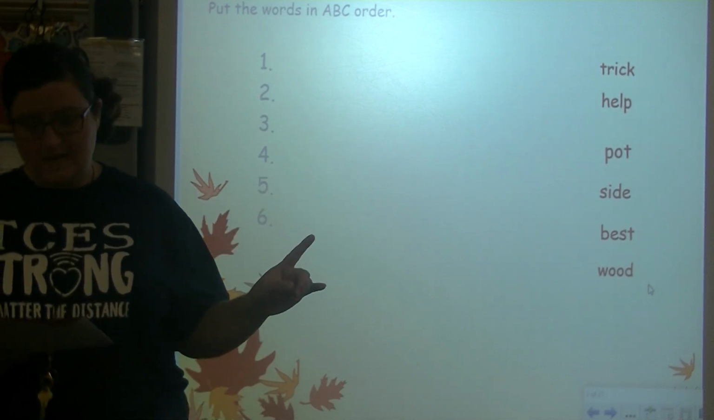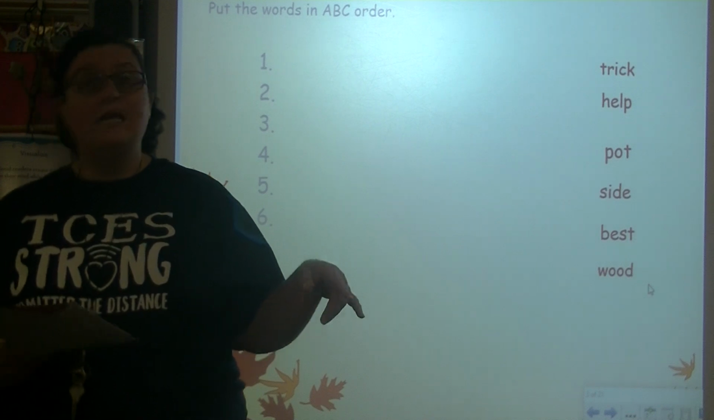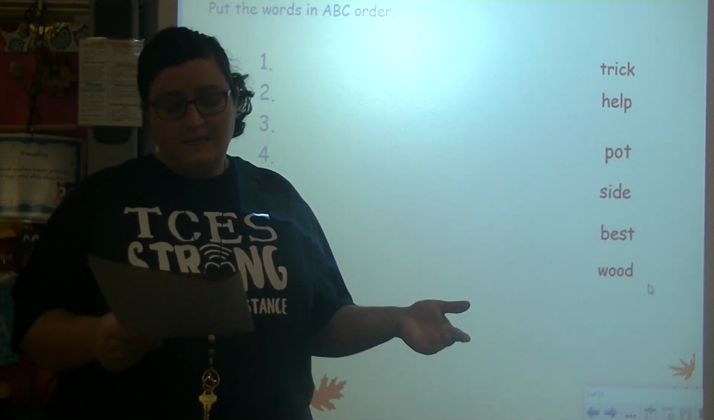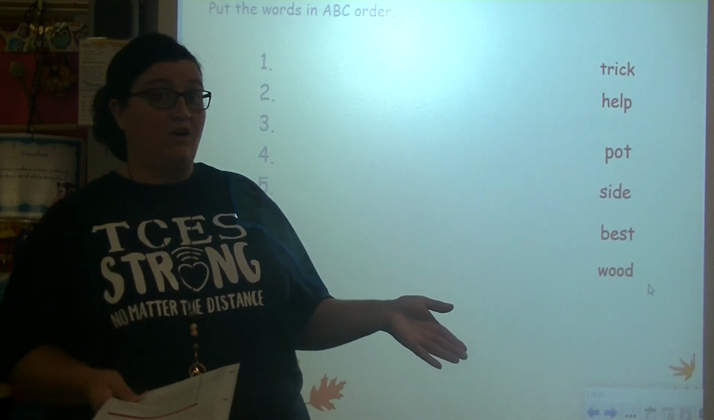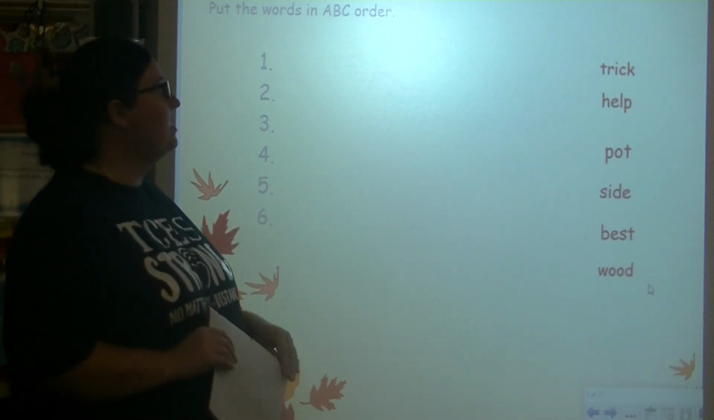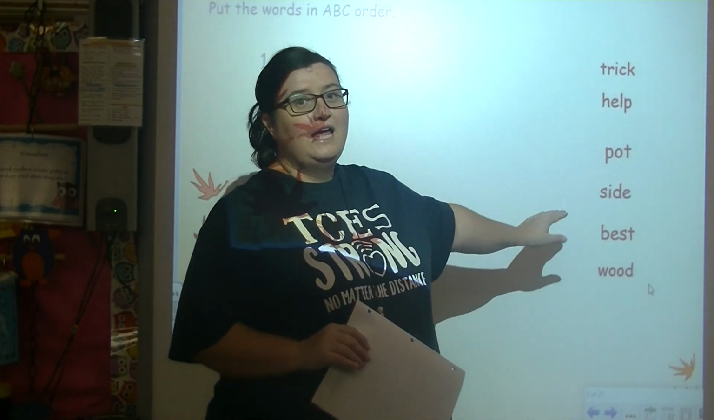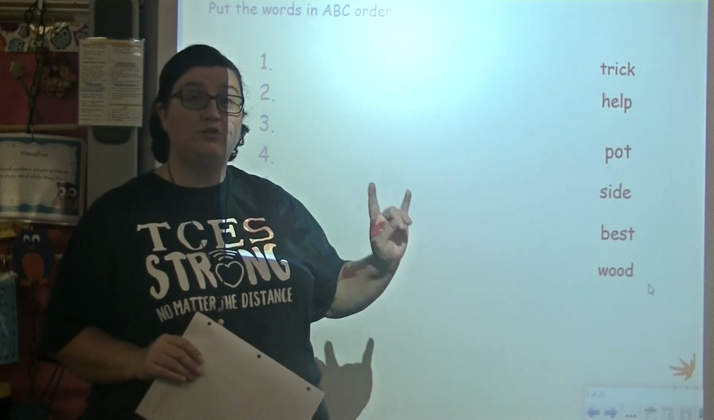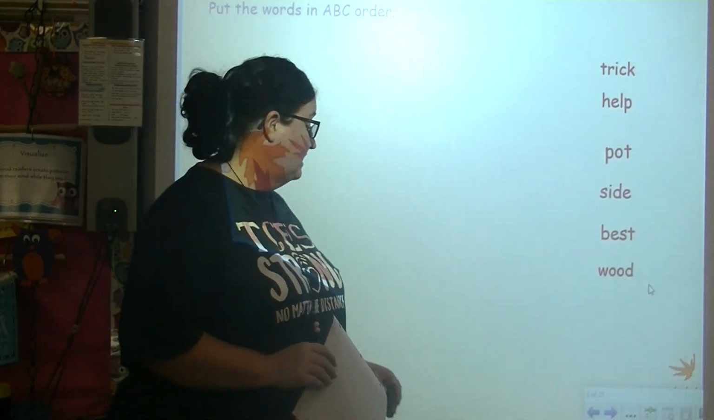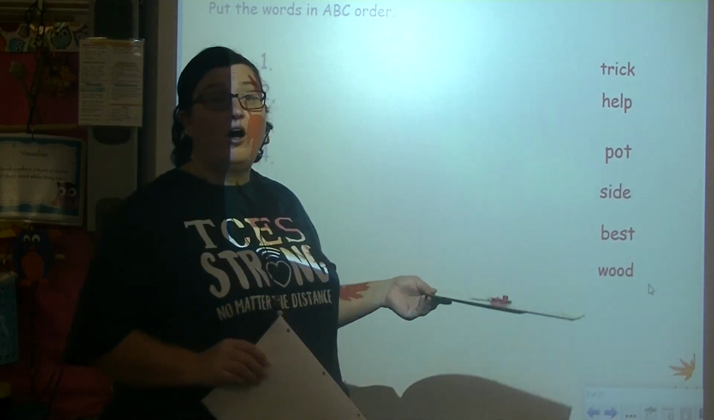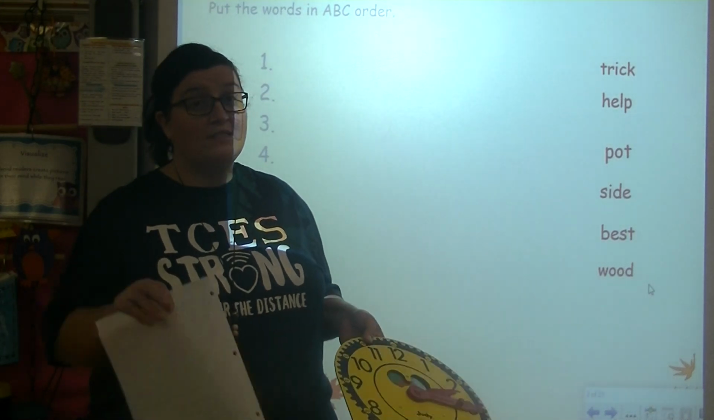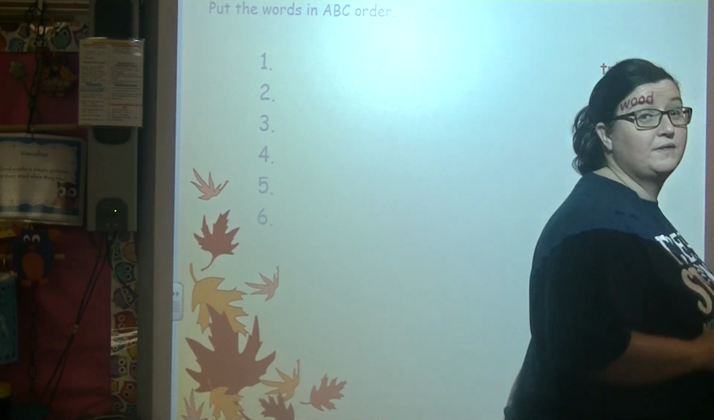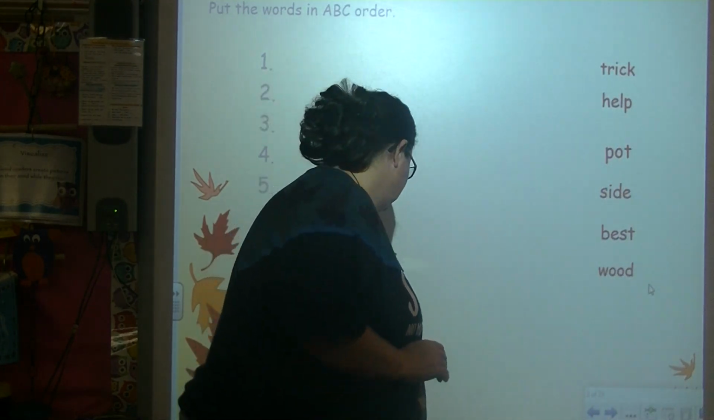If the first letter in the word is different in each word, then we can use the first letter as our guide letter. So each word has to have a different letter of the alphabet for us to be able to use the first letter. So let's go through all of our words and see if the first letter in each one starts with a different letter of the alphabet.